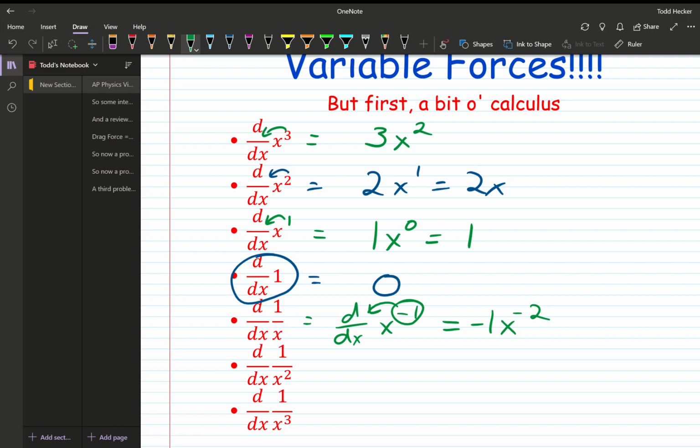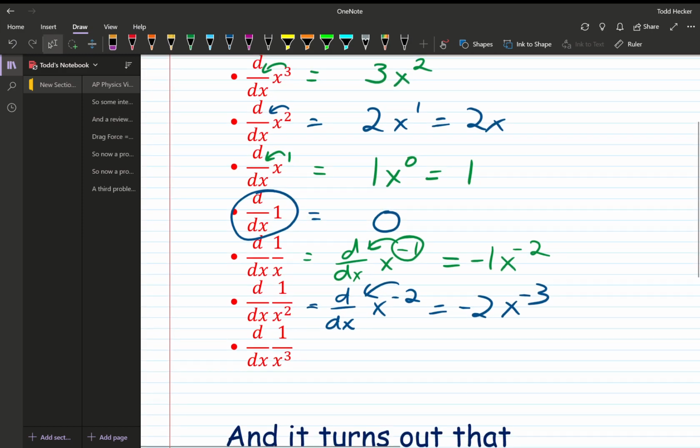Then for the next one, we're going to do the same thing. This is the derivative with respect to x of x to the negative 2. Bring the negative 2 up front, and you get x to the negative 3. And for the last one, we get the derivative of x to the negative 3, and that gives you negative 3 x to the negative 4th. Okay, so you've seen this before.